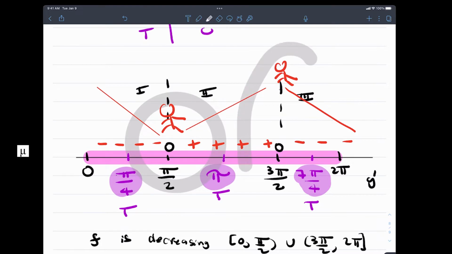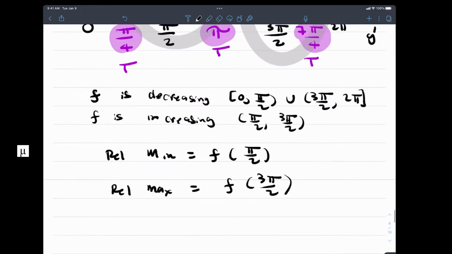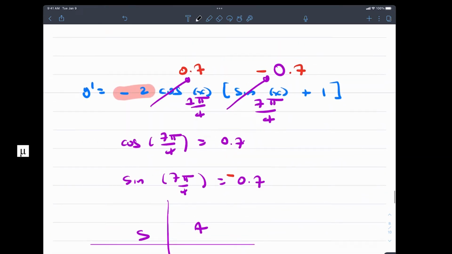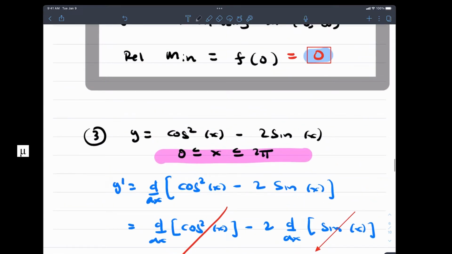Over here, you're at the top of a hill. This is a relative what? Relative max, and it happens at 3 pi over 2. So relative max happens when the function is 3 pi over 2. So you're going to have to go back to the original function, not the derivative. Go back here. You have to plug in both pi over 2 and what?